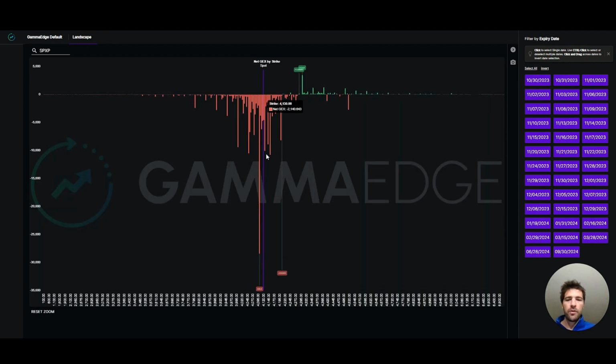Looking at landscape view real quick, you can see the dominance of put gamma in the complex. 4100 big level sticking out to the downside. And then you can see the space we have between spot price and when we start working into transition.